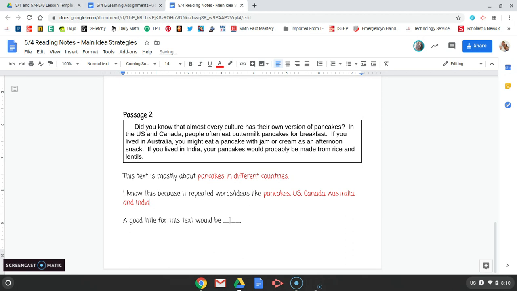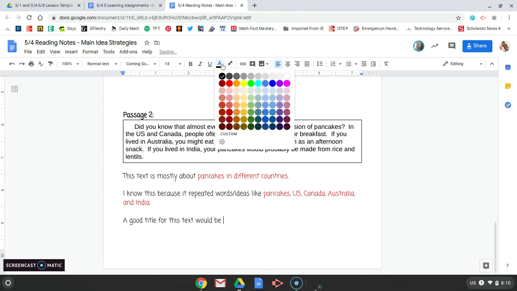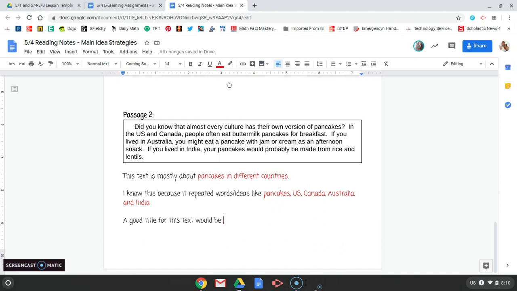So a good title for this, if the entire thing is about how pancakes are eaten or made in different countries, what would be a good title for this text? I'm thinking something like maybe Pancakes Around the World, because it's talking about how pancakes are made in all different countries.